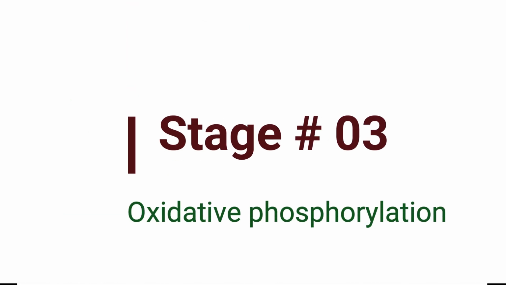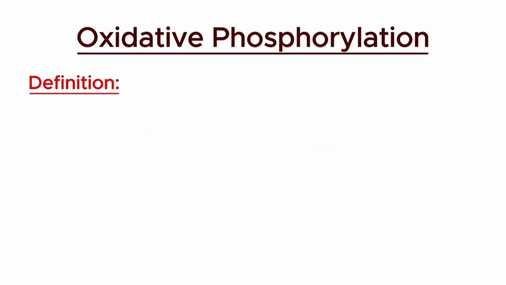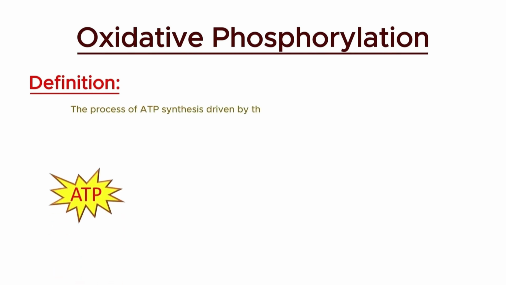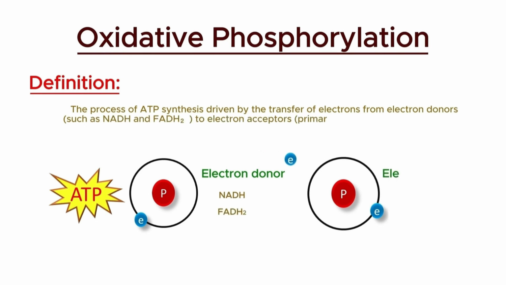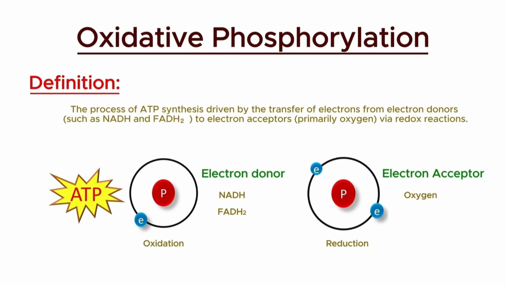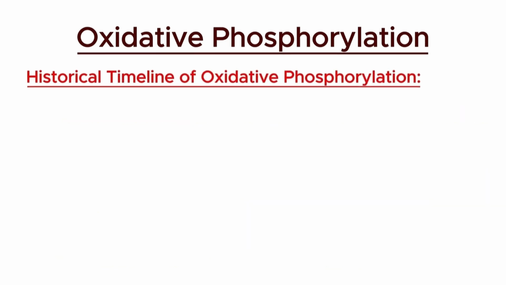The third stage of cellular respiration, oxidative phosphorylation, is the process of ATP synthesis driven by the transfer of electrons from electron donors such as NADH and FADH2 to electron acceptors, primarily oxygen, via redox reactions. This process consists of 2 main parts: electron transport chain and chemiosmosis. Let's see who introduced this concept.